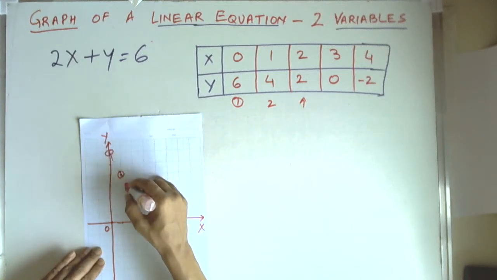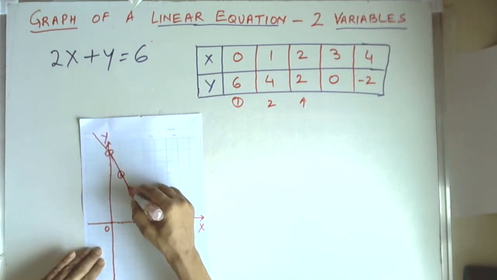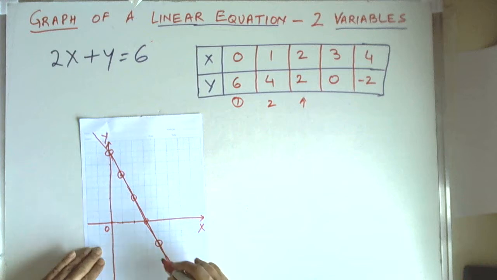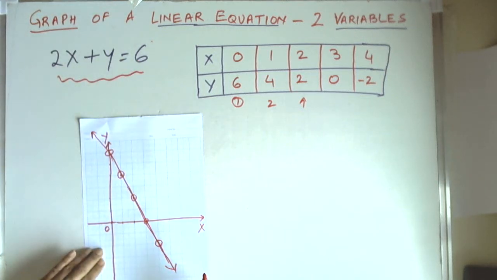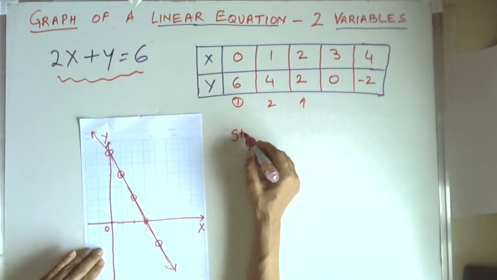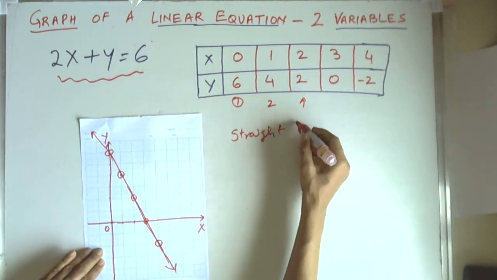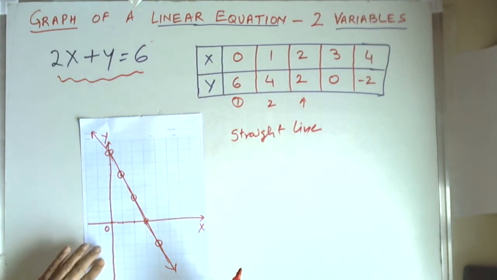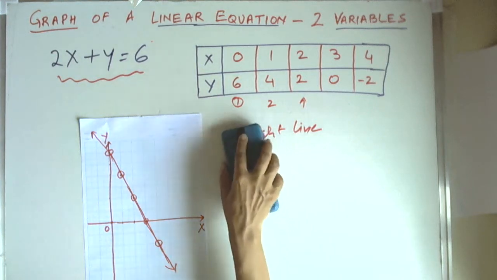And all these 5 points we can see are in a straight line. So we can draw a straight line from these 5 points. And this is called the graph of the linear equation, in this particular case, 2x + y = 6. So it will always be a straight line. The graph of a linear equation is a straight line.